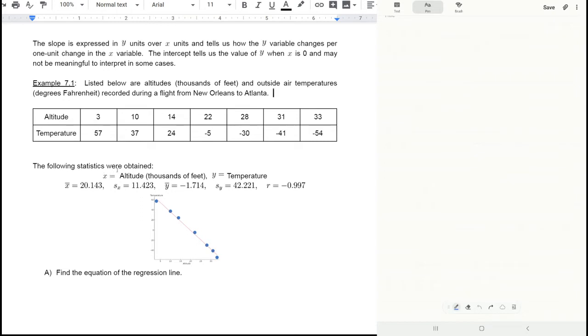So x is going to be the altitude. This is the explanatory variable. And y is going to be the response variable, which is the outside air temperature. So we're given the means and the standard deviations of both variables, as well as the correlation coefficient. If we have a look at the scatter plot, here are the plots of each of these pairs, as well as the line of best fit. So let's first find the equation of the regression line.